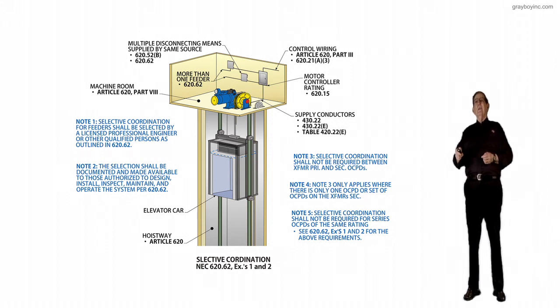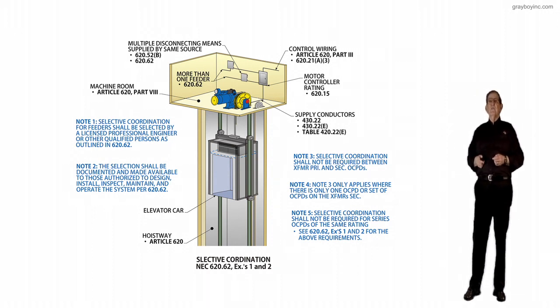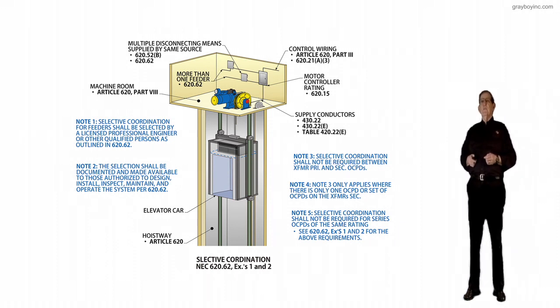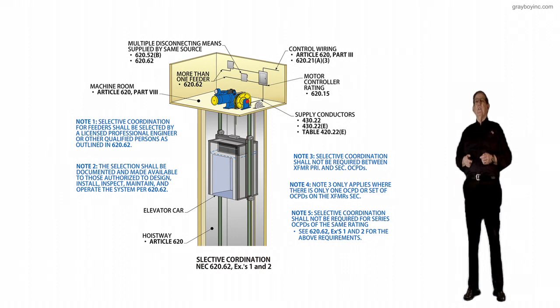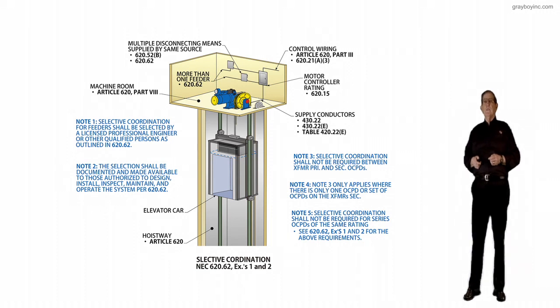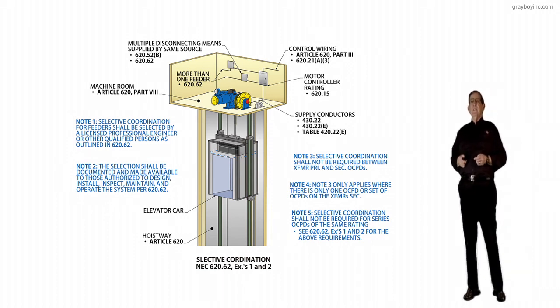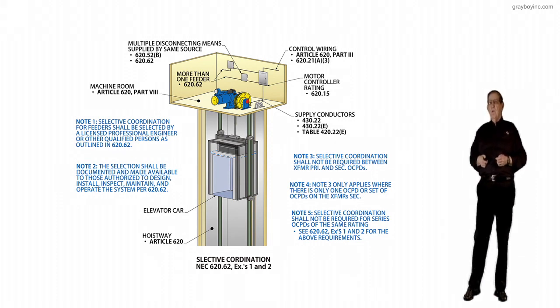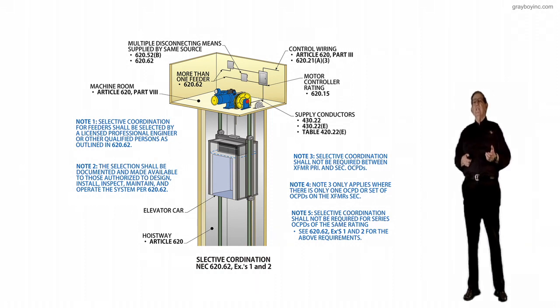And then to the right of the machine room, which is in Part 8 of Article 620, we pick up the wiring for the control wiring to the right-hand side of the machine room, then at the top side. Now notice Article 620, Part 3, and 620.21(A)(3) deals with such wiring. And then, of course, you have the motor controller rating and what's required there in 620.15. And then, of course, the supply conductors from the motor controller over to the motor that regulates the lifting and lowering and so forth of the elevator.